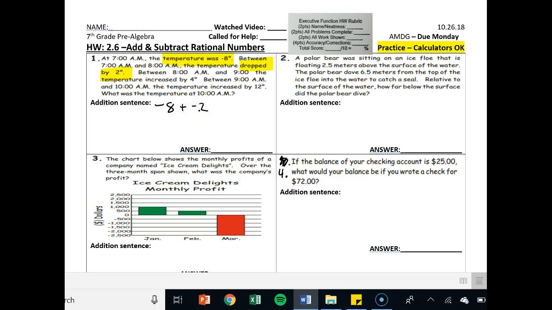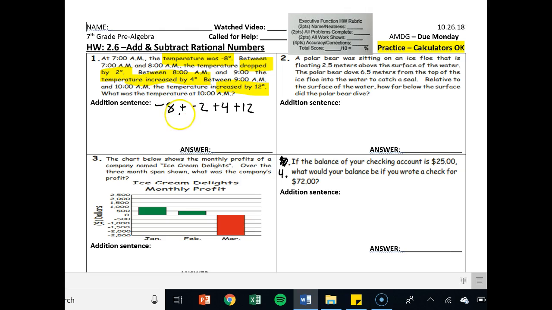plus -2. Between 8 a.m. and 9 a.m., the temperature increased by 4. Again, useful piece of information. That's plus positive 4, so just plus 4. Between 9 a.m. and 10 a.m., the temperature increased by 12. So again, increased by 12, positive word, just plus 12. We don't have to move anything around here because we've got negatives and positives already next to each other.